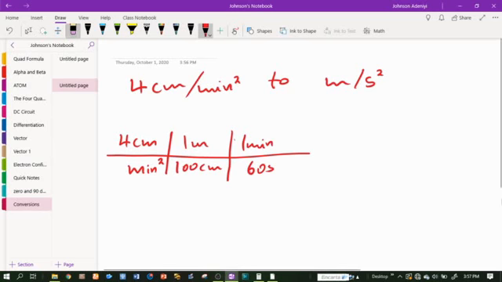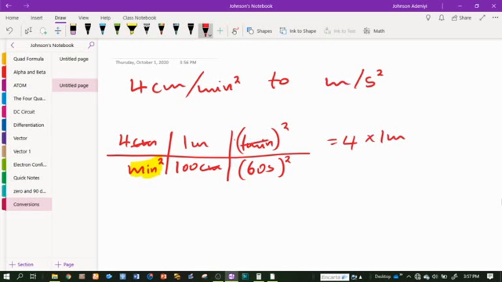But remember, you are dealing with a square here. So that means you have to square the minutes here. You have to square everything, and you square this also, so that the minute square will cancel the minute square. So this will give you 4. The centimeter here has cancelled this. So 4 times 1 meter. The minutes have cancelled also. So that's 4 times 1 meter divided by 100 times 60 square seconds square.